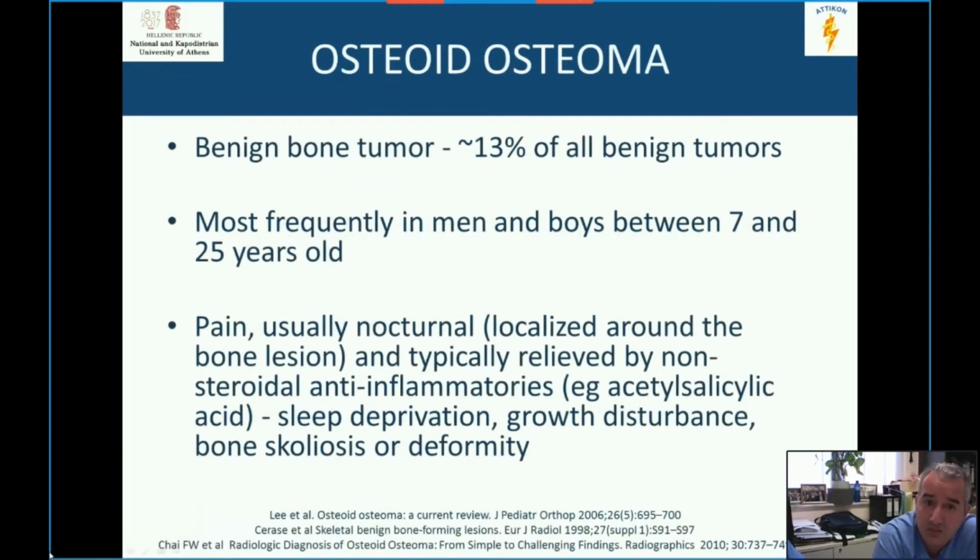Starting with osteoid osteoma, this is one of the most common benign bone tumors, comprising approximately 13% of all cases. It is encountered most frequently in male patients between 7 and 25 years old. These patients usually report nocturnal pain, which is localized around the bone lesion and is typically relieved by non-steroidal anti-inflammatory drugs. In addition, they might report sleep deprivation, growth disturbances, scoliosis or bone deformities.